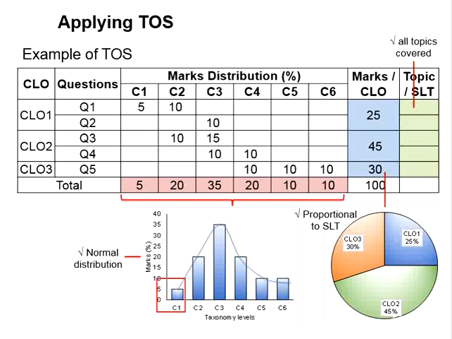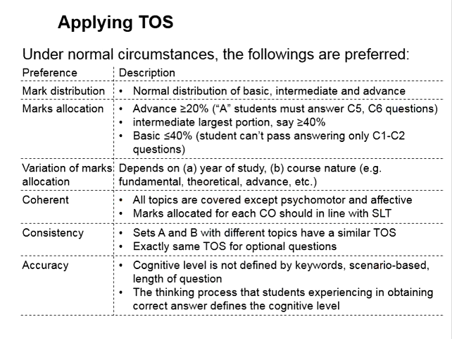Low marks are allocated for C1, the highest at C3, and then going back to lower distributions for C5 and C6. Also, based on the marks allocation here, you will see the distributions of the marks: 25% CO1, 45% CO2, and 30% for CO3. These are the recommendations. Under normal circumstances, the following are preferred.